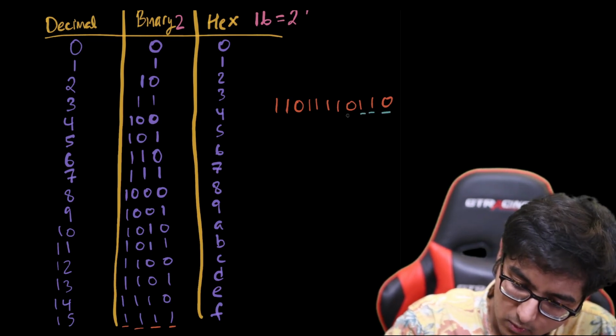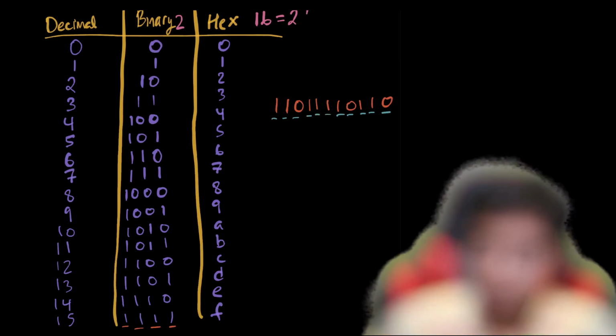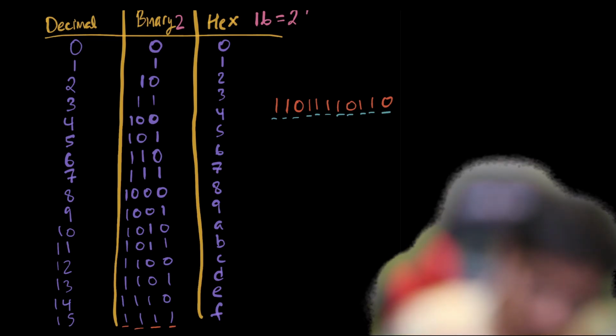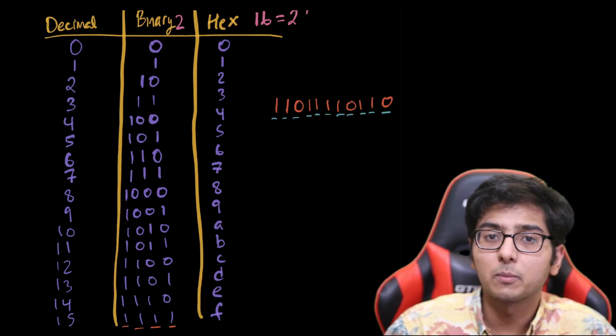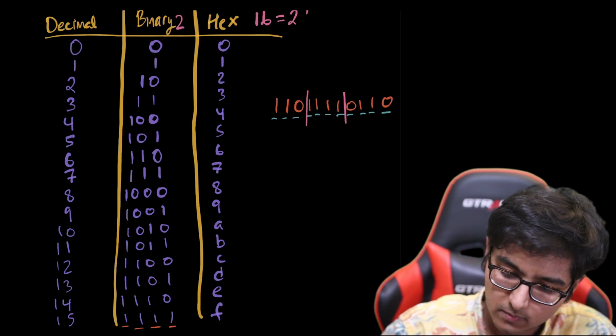1, 2, 3, 4, 5, 6, 7, 8, 9, 10, 11. So our random binary number has 11 digits. Let's try breaking this number into groups of 4, starting from the very right. So let's imagine that we break apart this longer binary number into smaller chunks of 4.